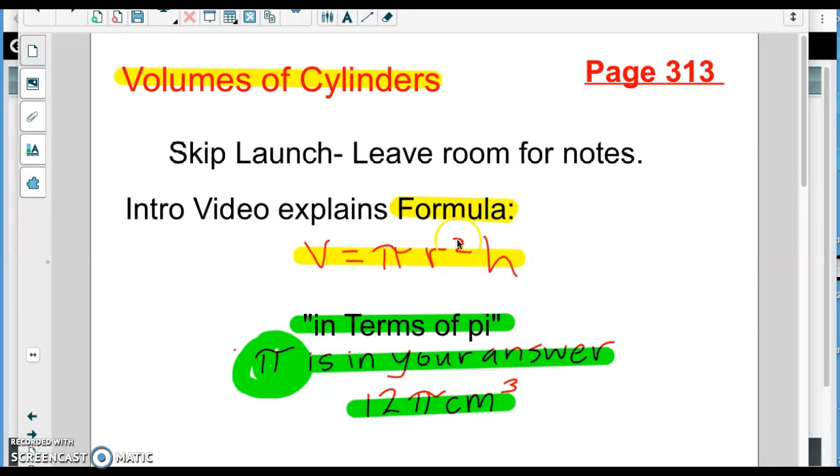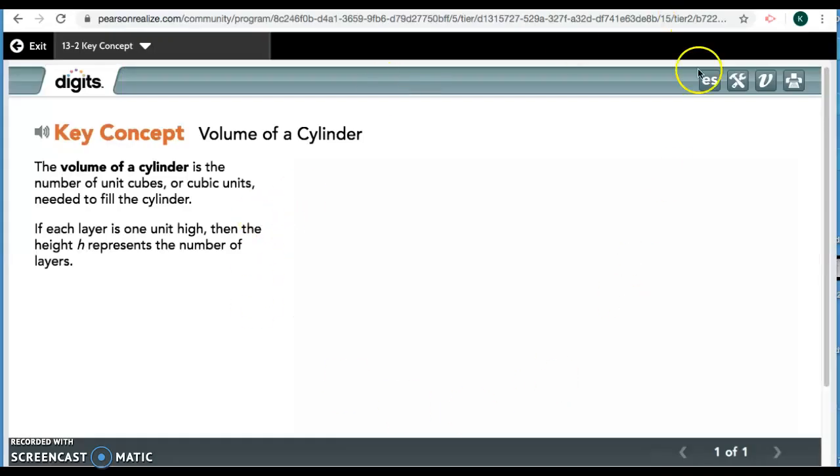Right here in our formula, pi r squared, you might see something familiar and you might think, oh, that is the formula for a circle. That's true. So think of a cylinder, remember the two circles, and think of what it would mean to take that pi r squared and just multiply it by the h. Digits does a really good explanation of this, so I'm going to go ahead and play this for you.